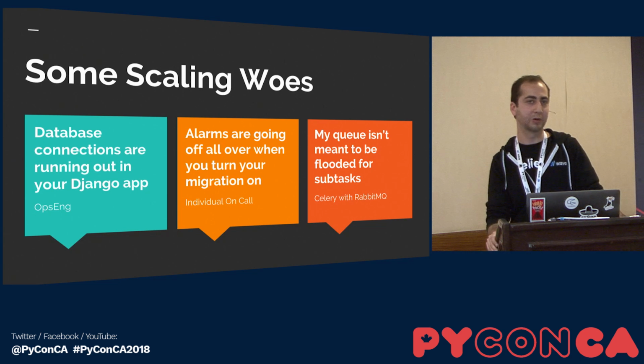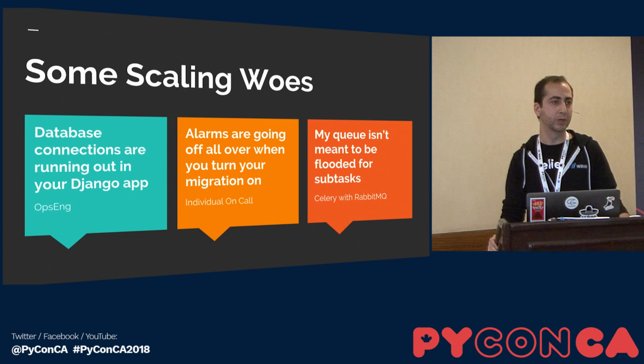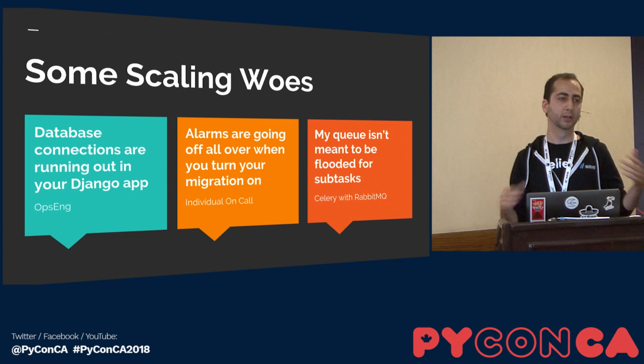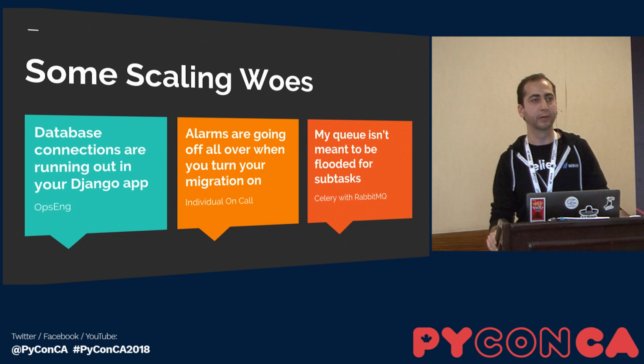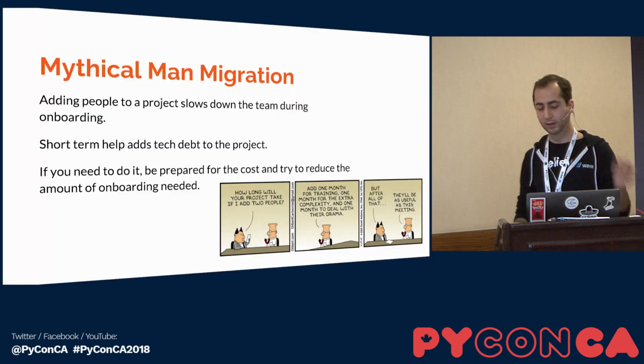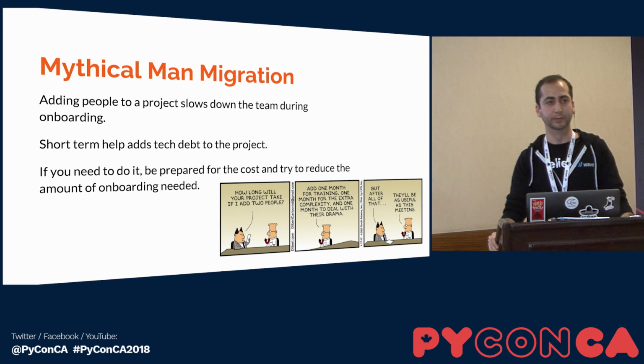They slow down, they drop messages, really weird things happen. So as a result, we had to paginate or chunk our migration into cohorts and groups as a way of getting around this problem, because we didn't really see a nice scaled solution. Then there's the mythical man migration.